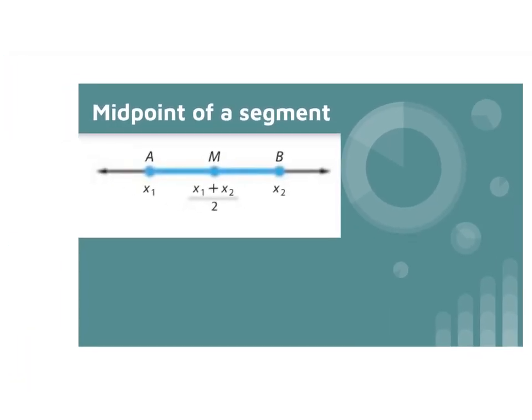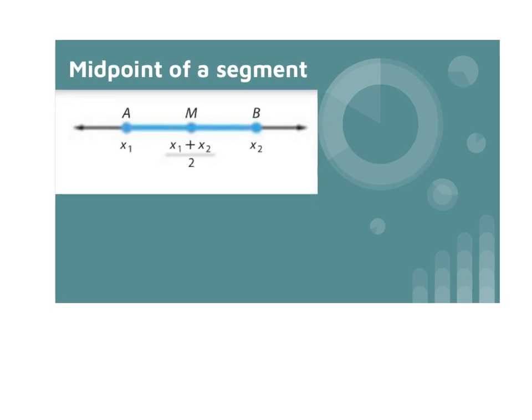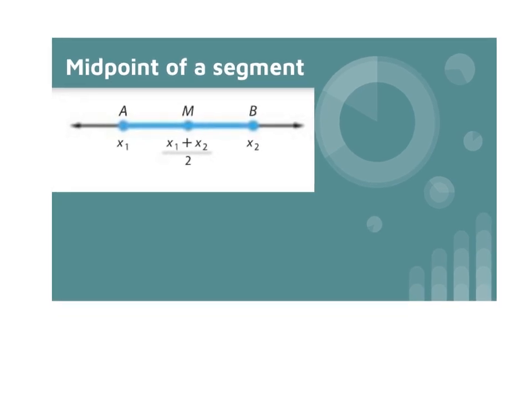Moving on, we're going to learn about the midpoint of a segment. So the midpoint of a line segment, again, can be found relatively easily. Here we have x1 and x2, and if we're looking for the middle of it, we add x1 and x2 and then divide by 2.